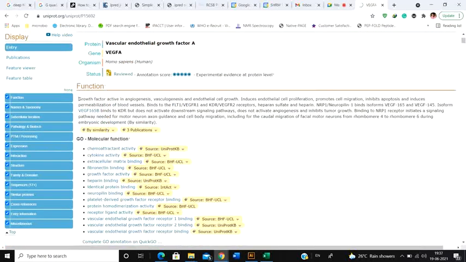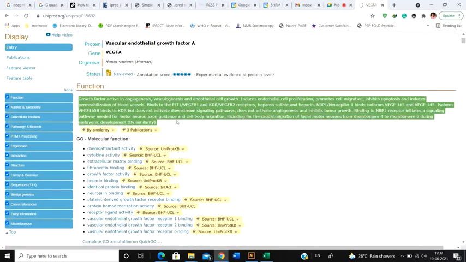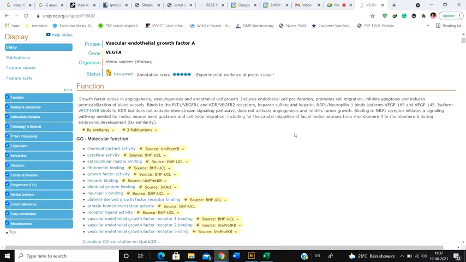Next you get to see the function of this particular protein. Since this protein is involved in angiogenesis, it is one of the oncogenes. As you can see, it is a growth factor that is active in angiogenesis, vasculogenesis, and endothelial cell growth, and everything that it performs with other receptors it binds to, and other functional details.